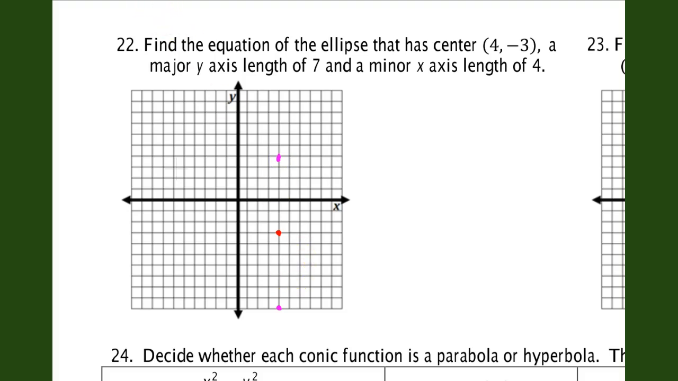And then an x length of 4. So we're going to go left 4 and right 4. 1, 2, 3, 4. 1, 2, 3, 4. Right, so this will be the graph, something like this.